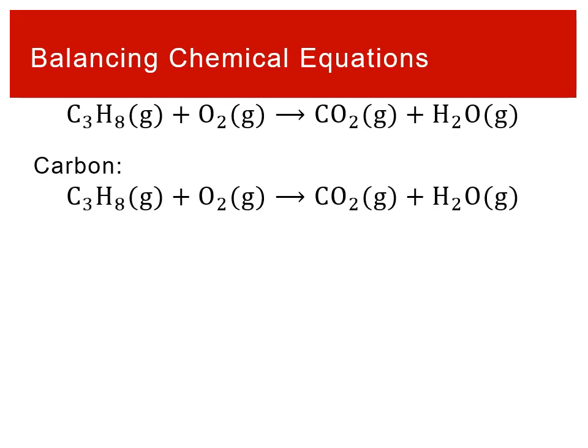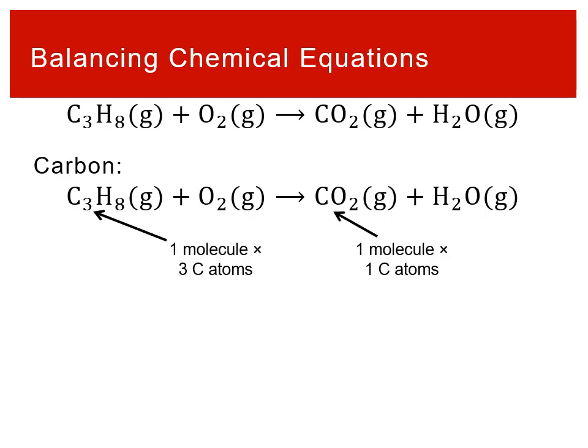When we start, what we can do is look at the number of each type of atom on each side of the equation. Carbon, we already saw on the reactant side, 1 molecule with 3 carbon atoms each. Product side, 1 molecule with 1 carbon atom each. That is not balanced. We need to put a coefficient.